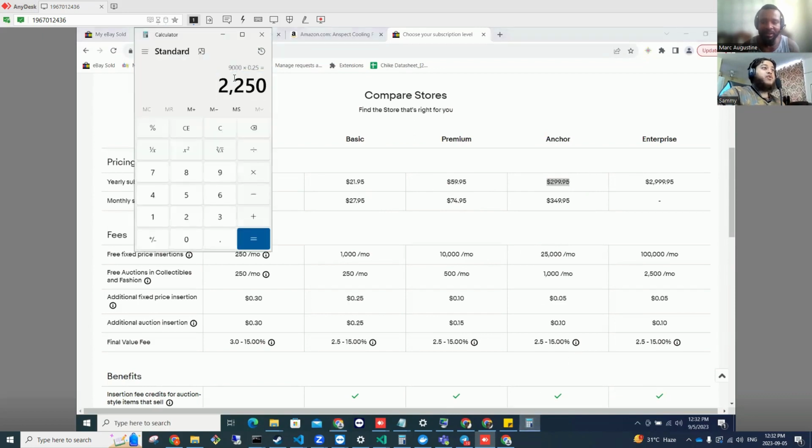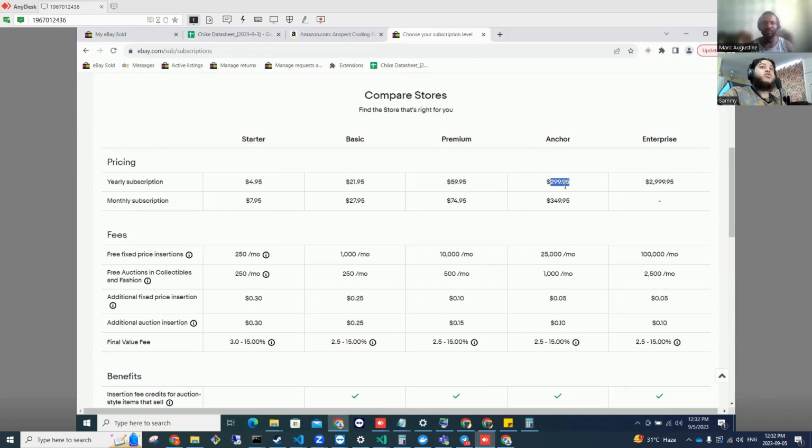If we're doing a straight comparison, it should be 60 times 2.5, so you should only be paying $150. Yet the anchor store is $300. From a cost basis, if you're trying to get the most bang for your buck, basic to premium is a 10x multiple, 1,000 to 10,000, but anchor to enterprise is only a 4x multiple. However, the price is 3,000 per month.